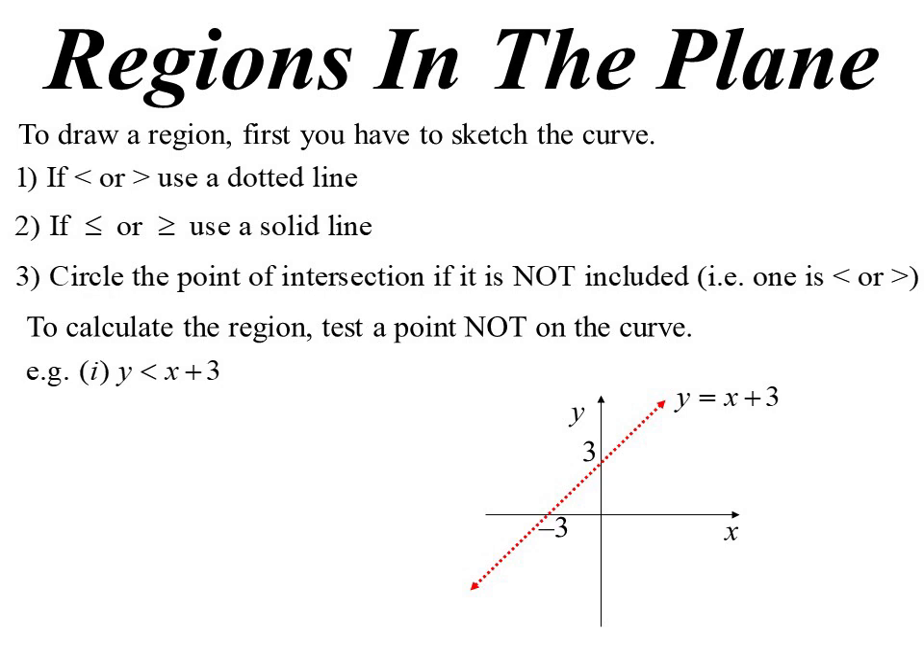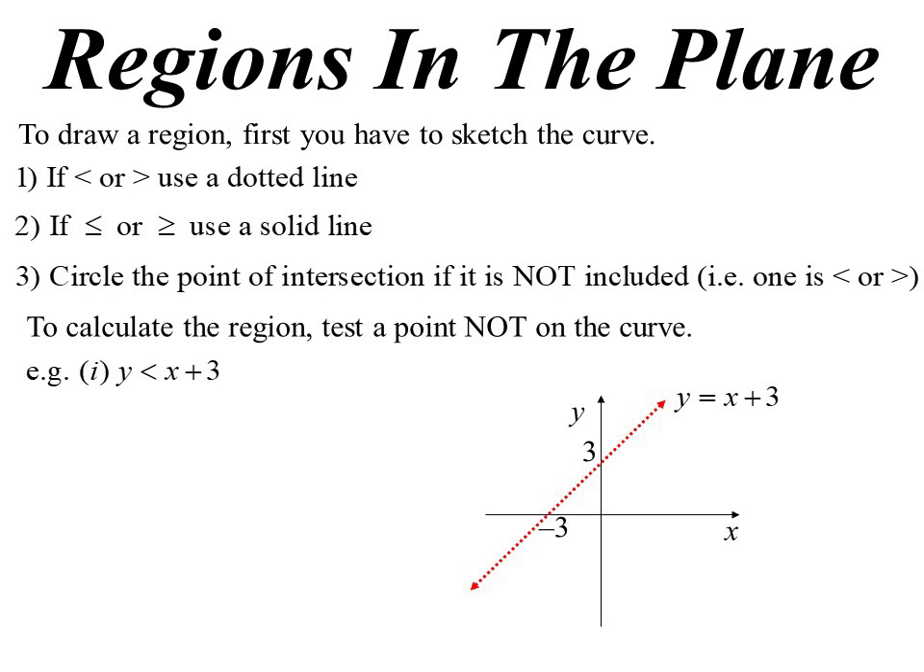So y is less than x plus 3. So first thing we do is draw in the boundary. The line y equals x plus 3. In this case it's dotted because the boundary is not included. Now boundaries will always break things up into two pieces. We want to know which piece are we in.